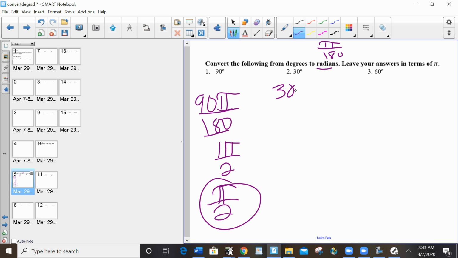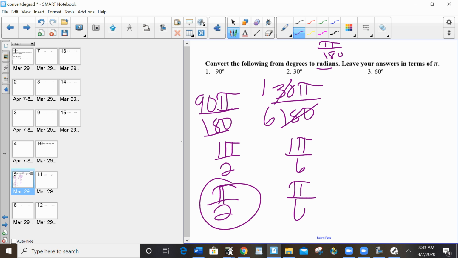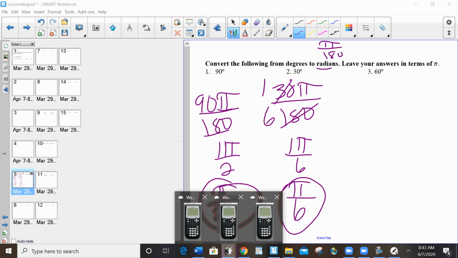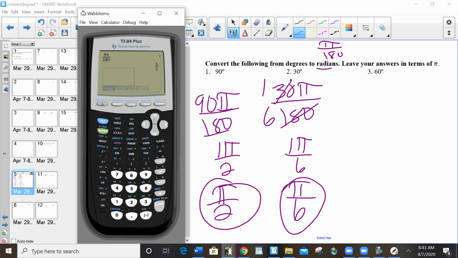Number 2, 30 times pi over 180. From there, the only thing we do is reduce the fraction. Again, you don't have to use the calculator to do that. Let's do this one by hand. What goes into both 30 and 180? 30. When I take a 30 out, I get 1. When I take a 30 out, I get 6. So that's 1 pi over 6, which is pi over 6. If you don't like reducing by hand, you can always go to your calculator and do alpha y equals enter, 30 over 180, and you get the 1/6.